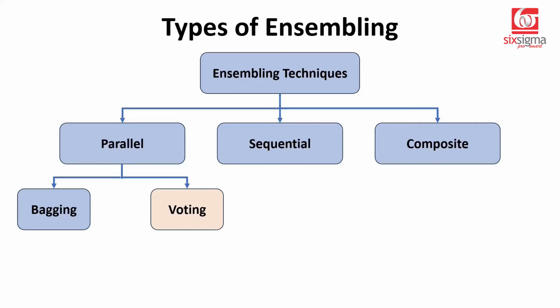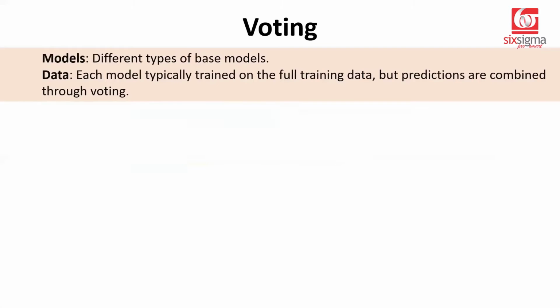So first of all, as you can see, it's also a parallel ensembling technique, which means the various base models that you create here are all going to be independent of each other. Then what's different from bagging? First point, the base models are of different types. Then when it comes to data, each model is typically trained on the full training data, but predictions are combined through voting. So we are not doing any kind of bootstrapping, whether it be row sampling, random subspacing, or patching. We are not doing any of that here.